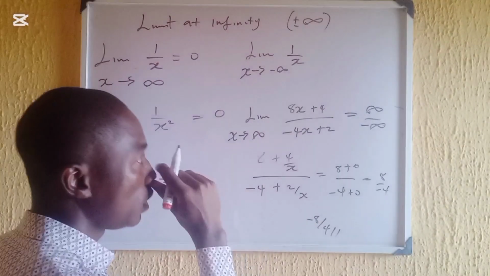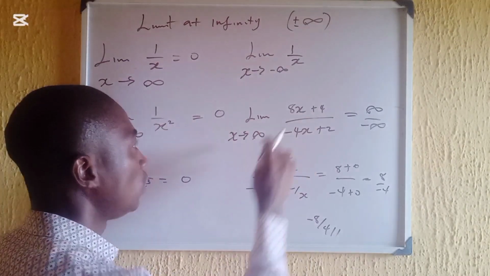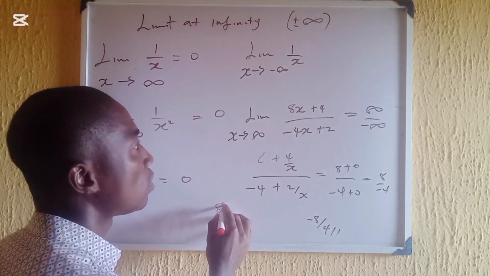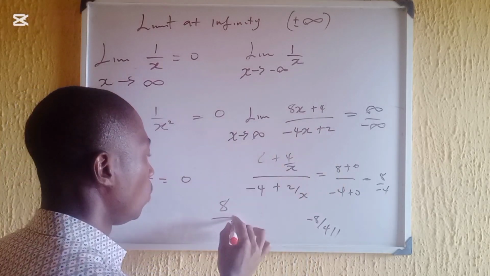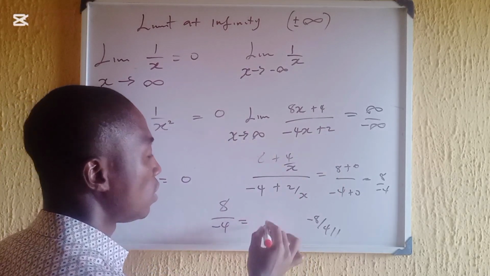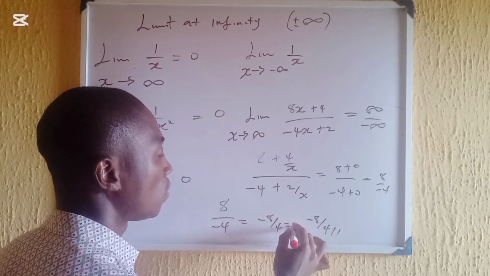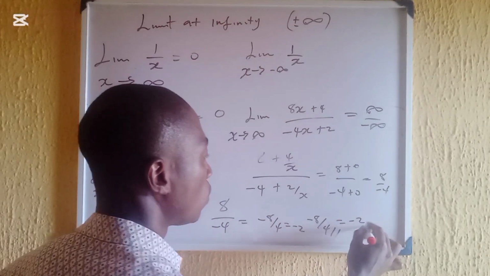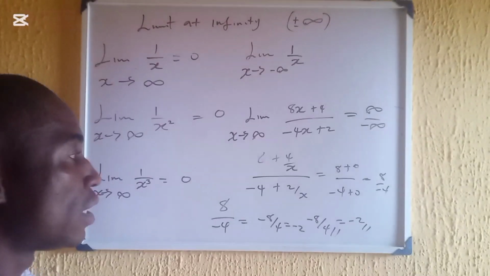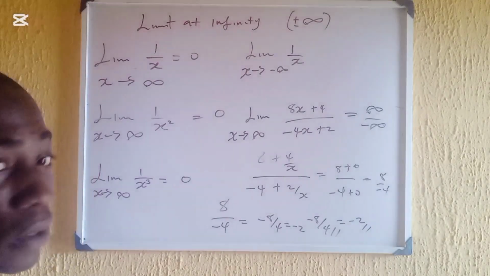Now, using L'Hopital's rule, we differentiate the numerator, we'll have 8, differentiate the denominator, we'll be having minus 4, which is 8 over minus 4, which is minus 2. This one is also minus 2. So that's what limit at infinity is about.